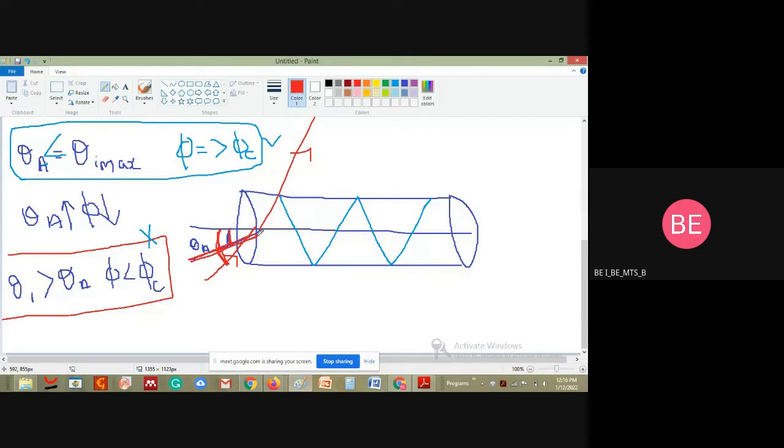be totally internally reflected. So how will you define this acceptance angle? How will you define critical angle? Could somebody give the definition for critical angle? Yes? If this is theta I, if theta I is greater than phi c, what happens?